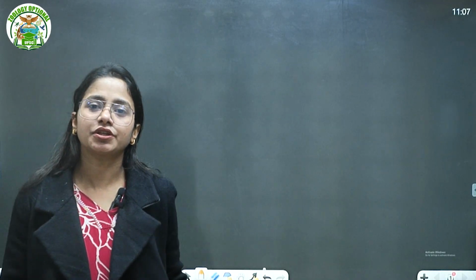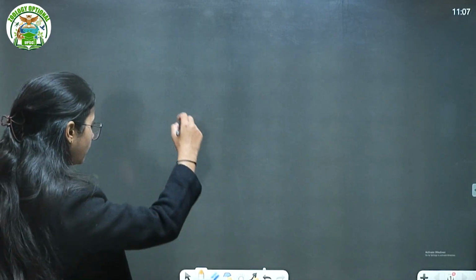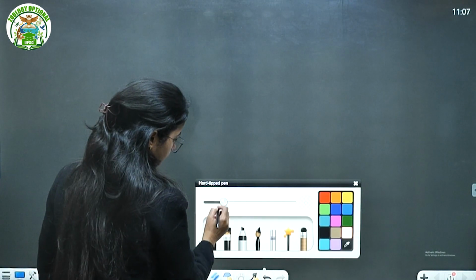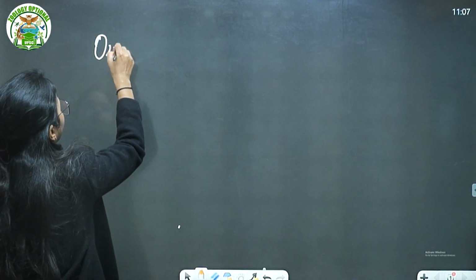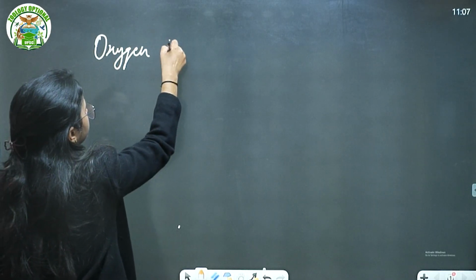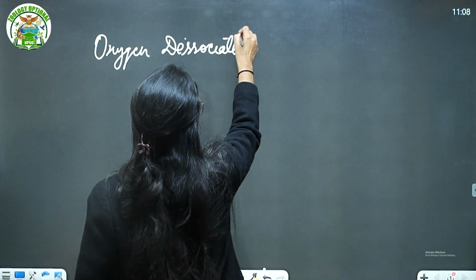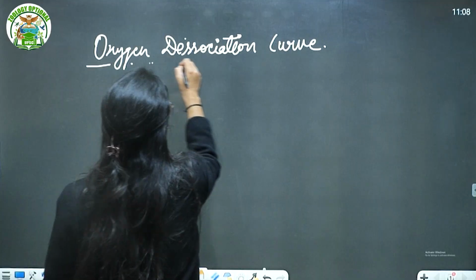Today we are going to talk about one of the very important topics of your UPSC Zoology optional paper 2, that is the oxygen dissociation curve. Of course, it is in your paper 2. So first of all, where are we talking about?